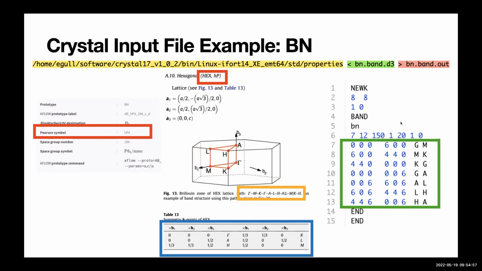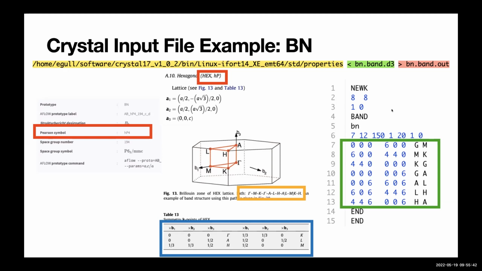Before submitting this property calculation, of course, we need to submit a regular crystal calculation with the crystal executable. Now you might notice the path I pasted here is actually named crystal property, used to submit a regular crystal calculation like we showed before. And then you have to use this property executable along with this input file. Whatever you want to name it, it has to have the extension D3.